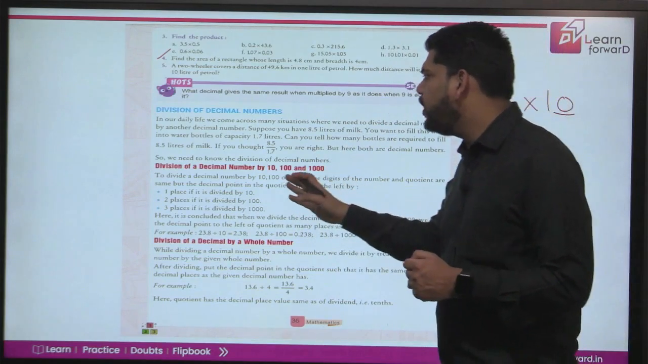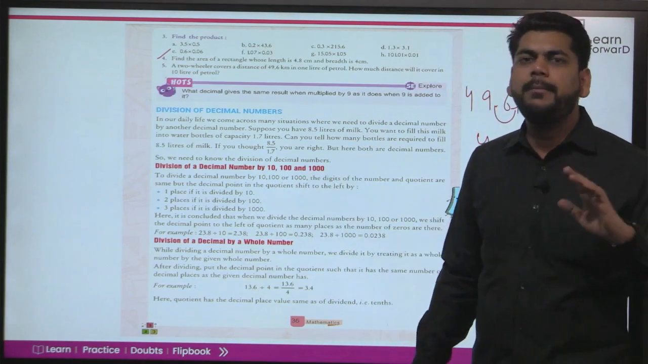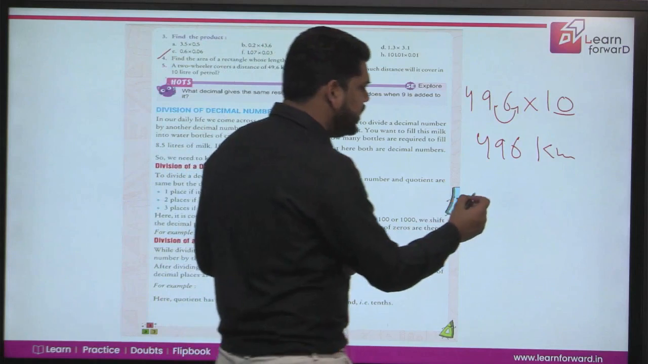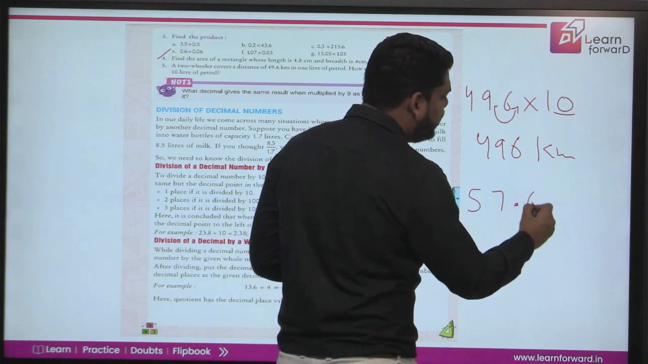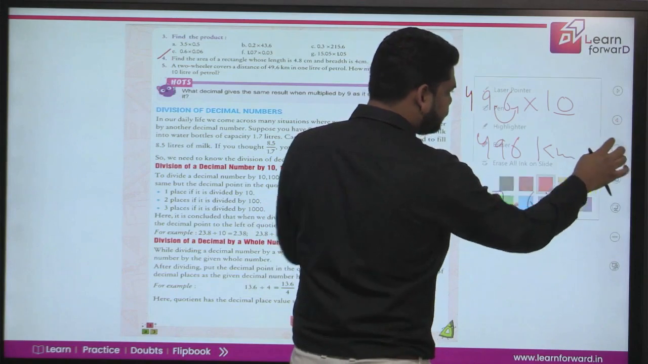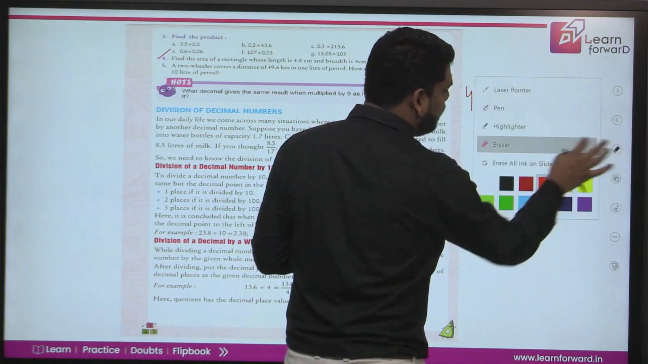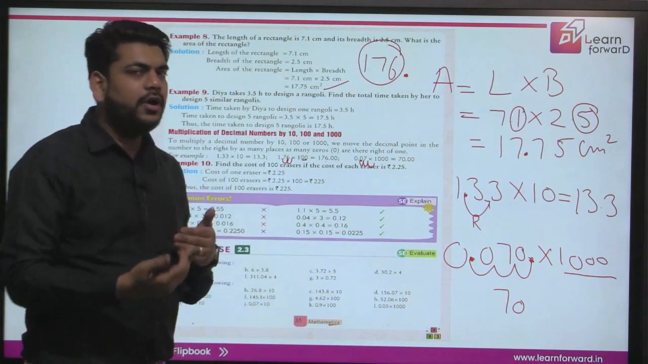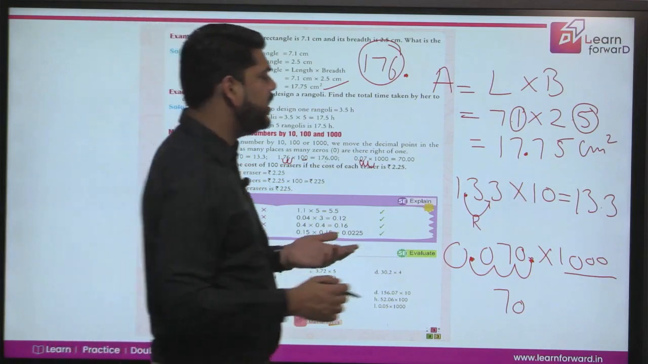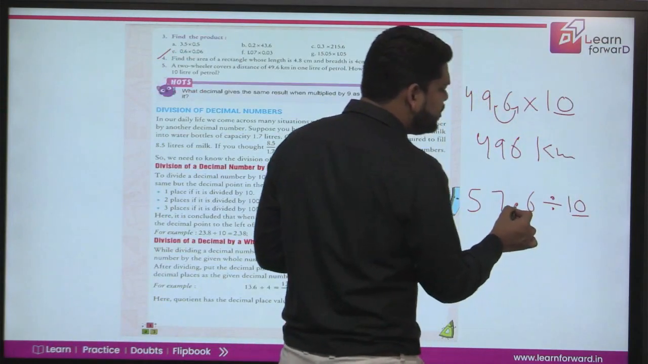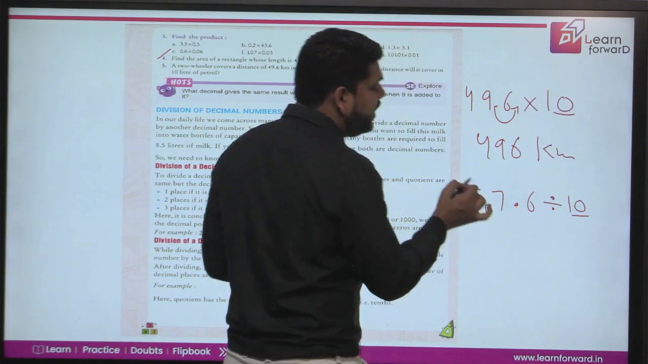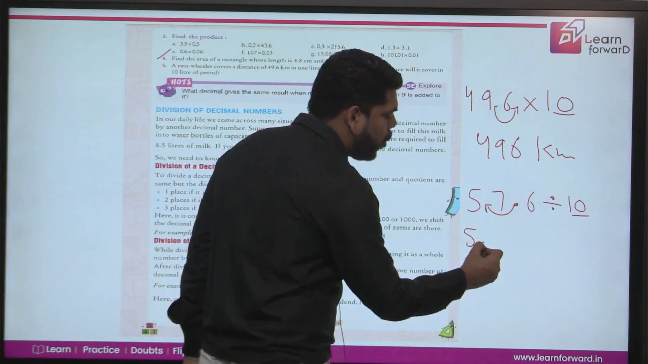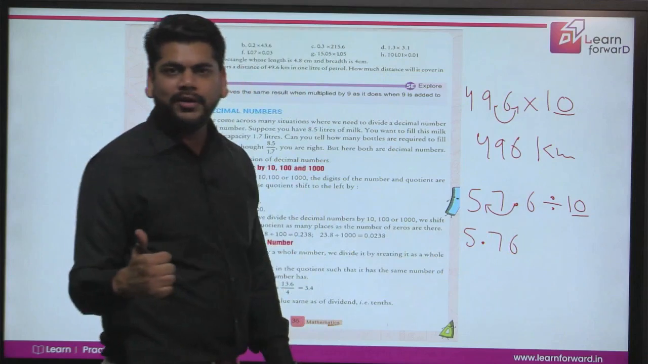Fine. Now division of decimal numbers. First we will be learning about the division of a decimal number when we divide it by 10, 100, 1000 and so on. So what happens in division? In division there is nothing rocket science over here. What we will be doing now, we will be dividing this by 10. When we divide by 10, 100 or 1000, we notice how many zeros are there? Only 1. So the decimal will shift, but now it will shift toward the left side. So the answer will be 5.76. Got my point? Okay.